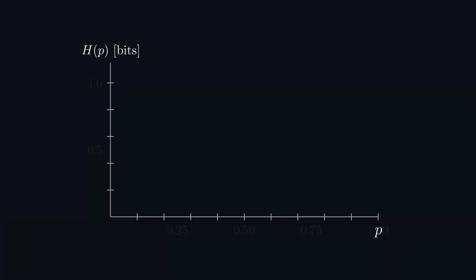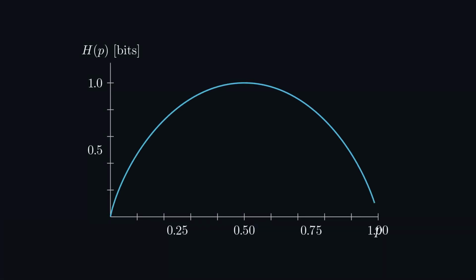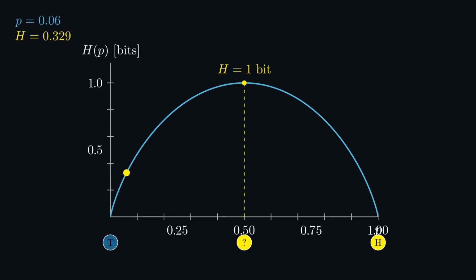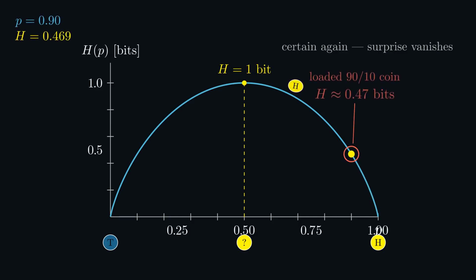Let's plot it. On the horizontal axis, the probability p, anywhere from 0 to 1. On the vertical axis, the entropy, H, measured in bits. At p equals 0, the coin always lands tails. No surprise, ever. H is 0. As p grows, the coin becomes less predictable, and surprise grows along with it. Until p reaches 1/2. There, the coin is maximally unpredictable.